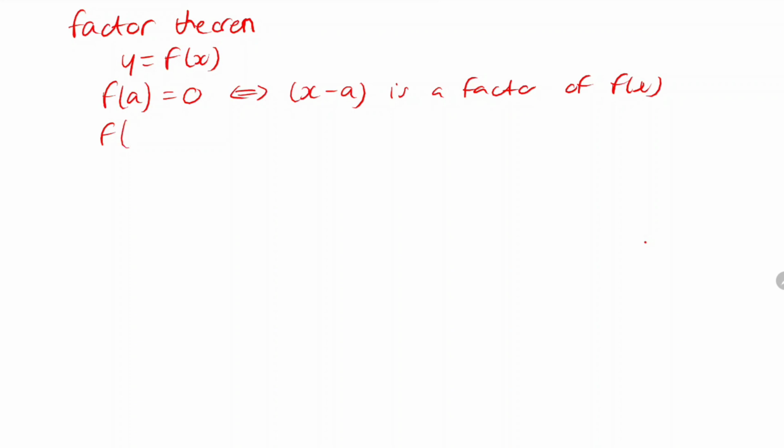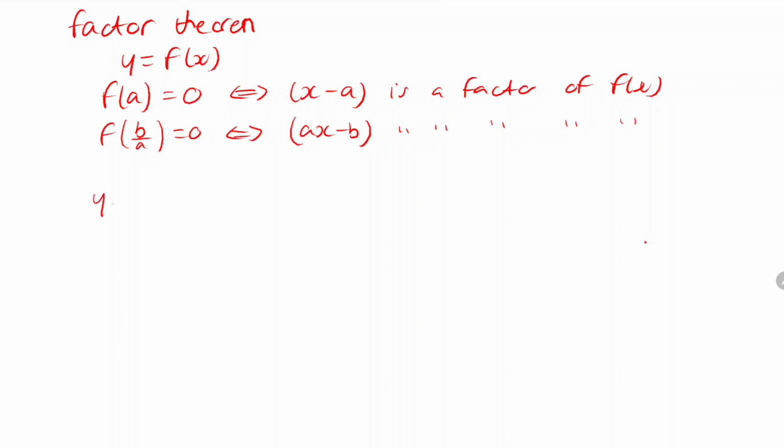Also, if we have a fraction, b over a, and f of b over a equals 0 when we substitute it in, that implies that our factor this time will be of a different form. It might look like ax minus b, and that will be a factor of f of x as well. So this is quite easy to prove.